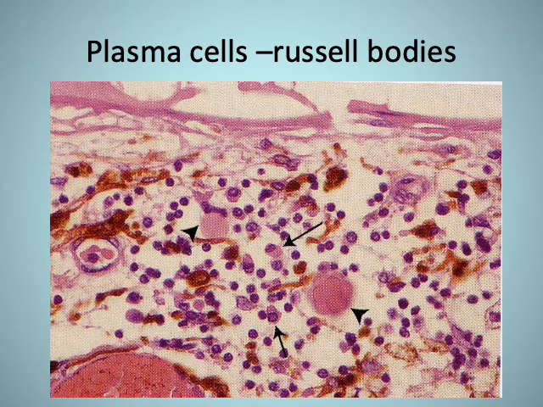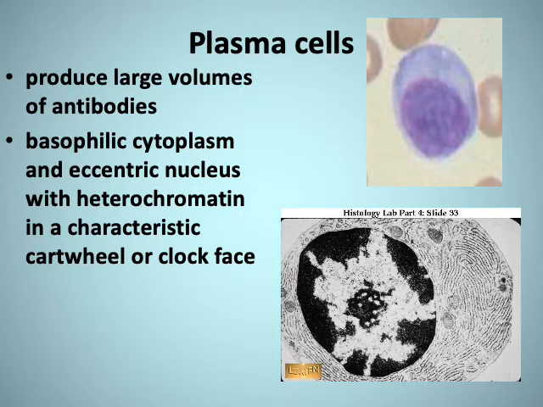This is the plasma cell, with Russell bodies, as you can see from the arrow. Plasma cells produce large volumes of antibodies. Basophilic cytoplasm, eccentric nucleus with heterochromatin in a characteristic cartwheel or clock face pattern.